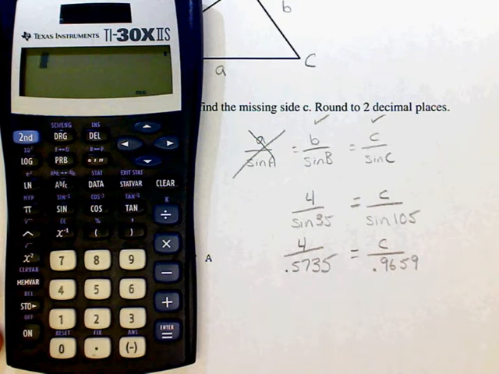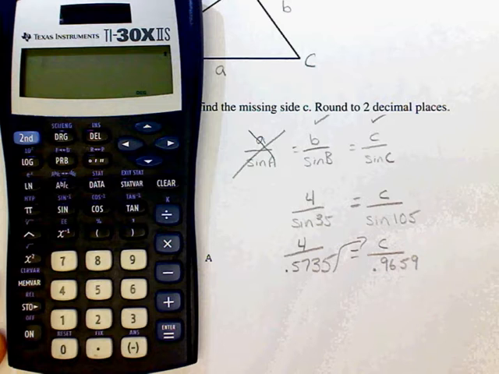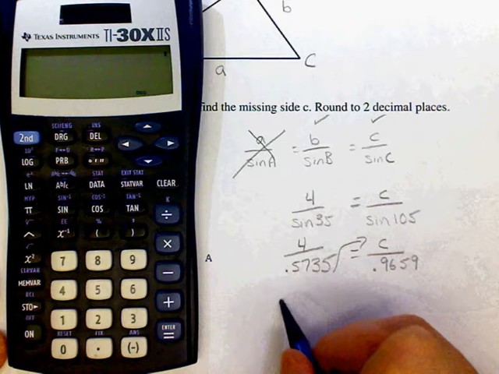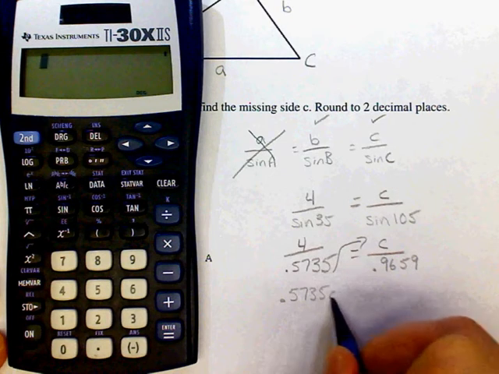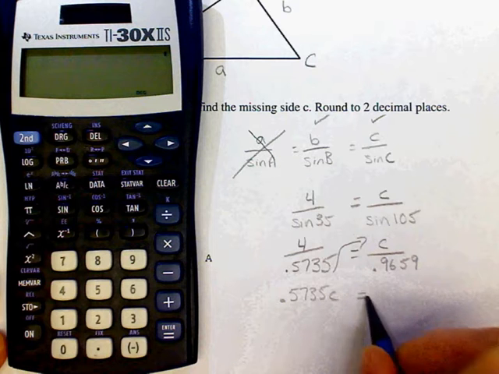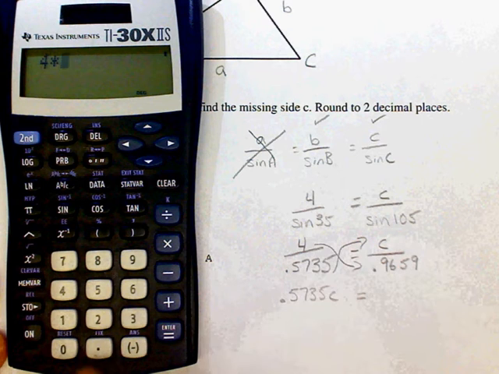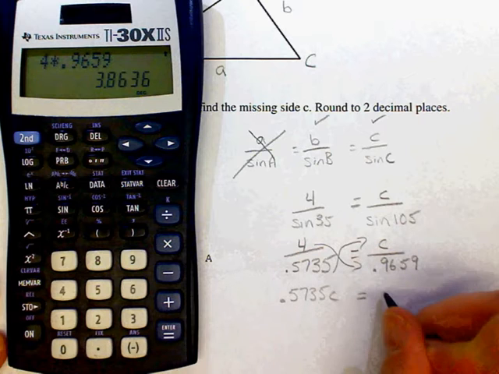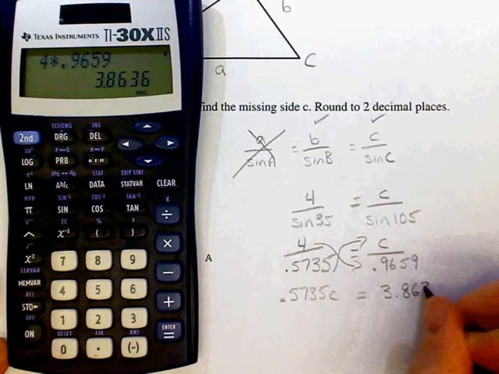From here, I'm going to use cross multiplication in order to solve. So I'm going to go 0.5735 times c. A number and letter, the best thing I can do is write them beside each other. Equals 4 times 0.9659 equals 3.8636.